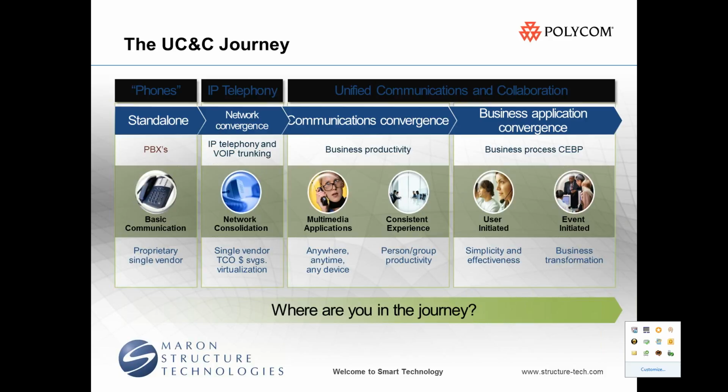Having one location with IP phones and having another with IP phones. Past that point, true unified communications and collaboration includes business productivity tools, multimedia applications, a consistent experience. Do you need to learn how to use one tool when you're in one office and another tool when you're in another? Better to have the same tool, obviously. And then business processes, user-initiated, simplicity and effectiveness, business transformation.